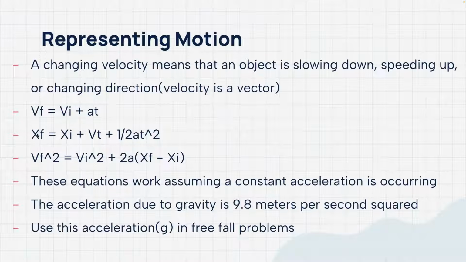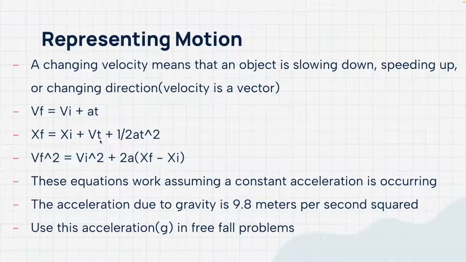Here also, final position is equal to initial position plus velocity times time plus 1/2 a t squared. So the final position is equal to the initial position, and then you add v t, and then you also add 1/2 a t squared. And that's how you get the final position. This last equation, v final squared is equal to v initial squared plus 2 a times change in displacement.